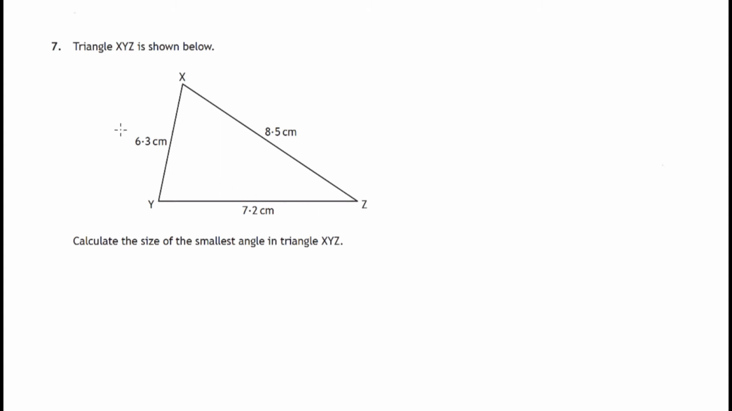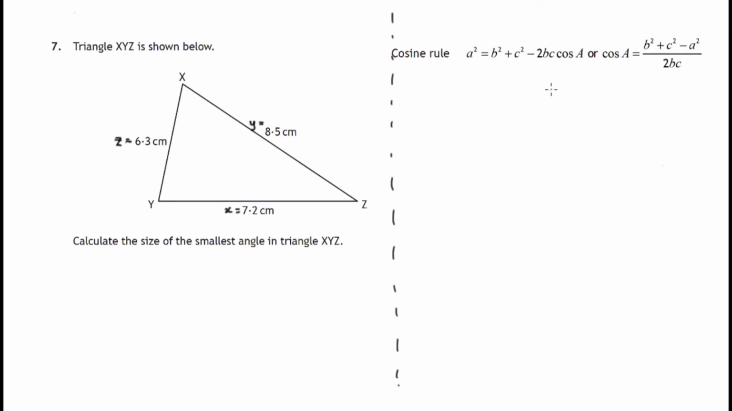Now the convention is that the length of the side opposite angle Z is called little z. The length opposite angle Y is called little y, and opposite angle X is called little x. Now in your formula sheet in the exam, you'll find the cosine rule. Two forms. The one on the right involves knowing all three sides.